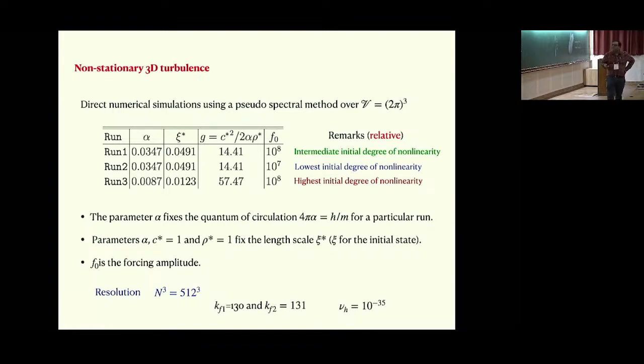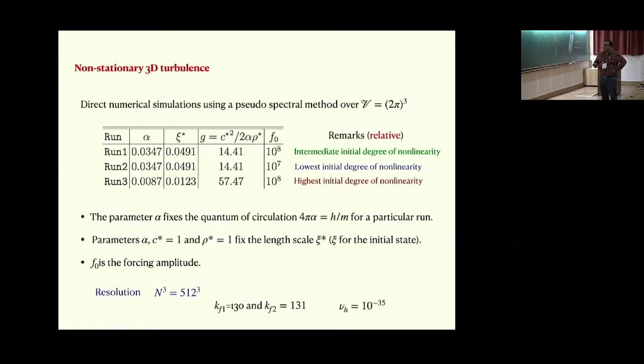Now, just to compare these runs so that you don't have to carry these numbers in your head, let me make this small remark relevant for these 3 runs: the last run, where G is highest and F naught is high, has the highest initial degree of nonlinearity when I start the simulation. Similarly, the first one is going to have an intermediate initial degree of nonlinearity, and the middle one, run 2, is going to have the lowest degree of nonlinearity.